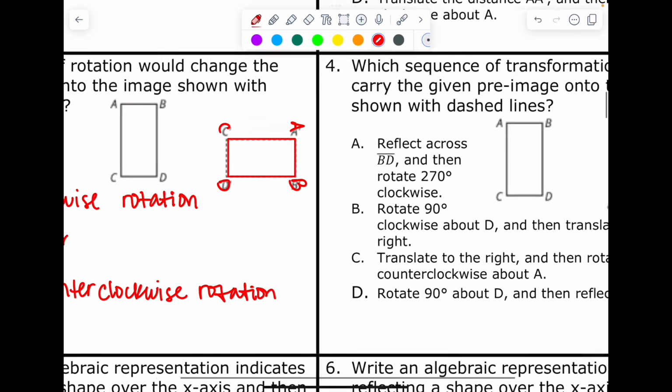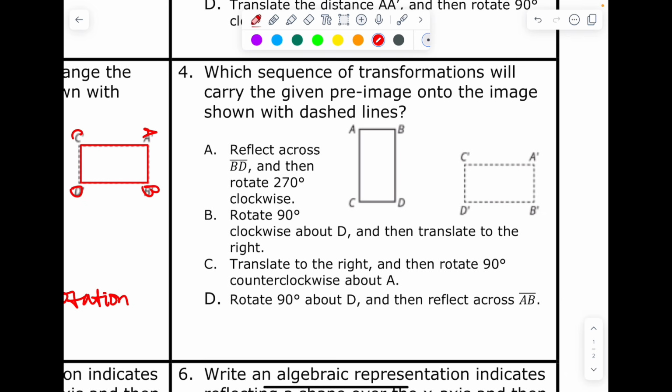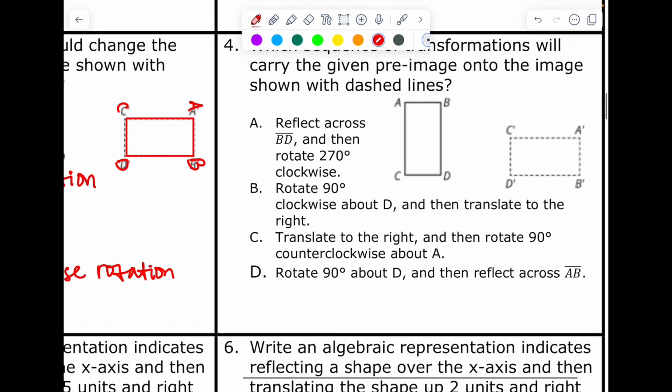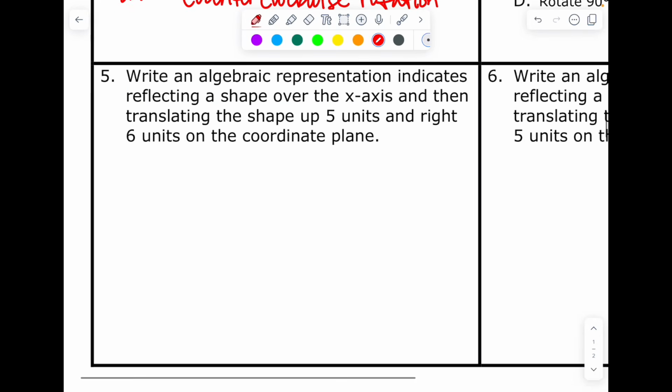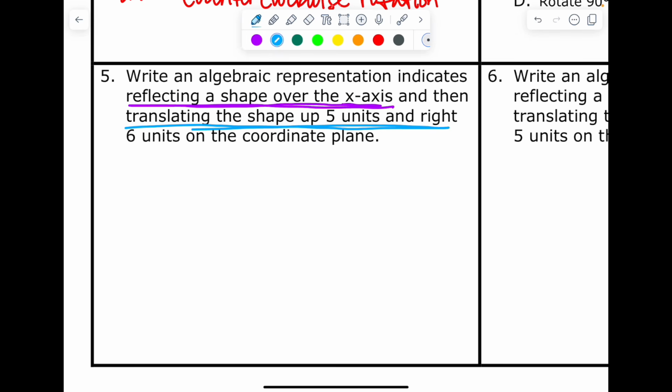All right, go ahead and try number 4 on your own. Number 5, write an algebraic expression or representation that indicates reflecting a shape over the x-axis. So the x-axis needs to go first, reflecting over the x-axis, then translating 5 units up and right 6 units.